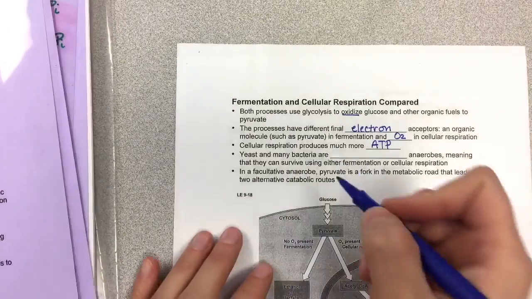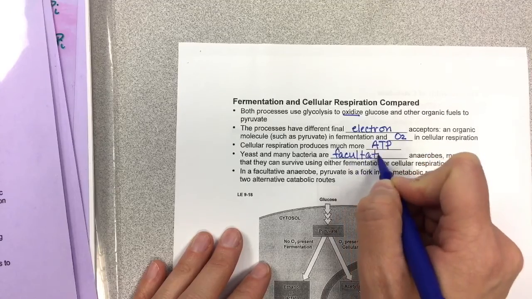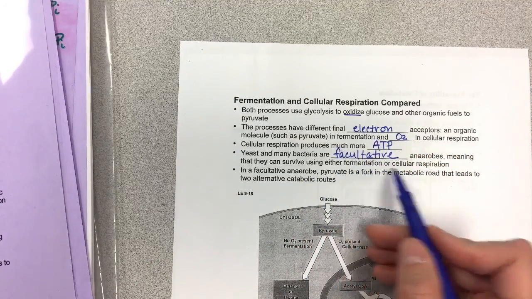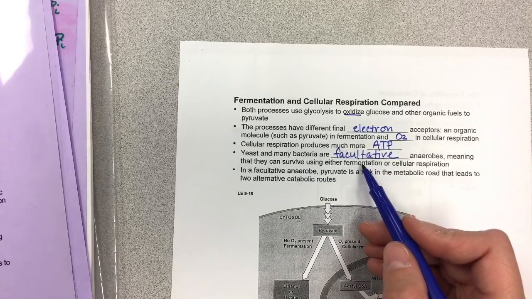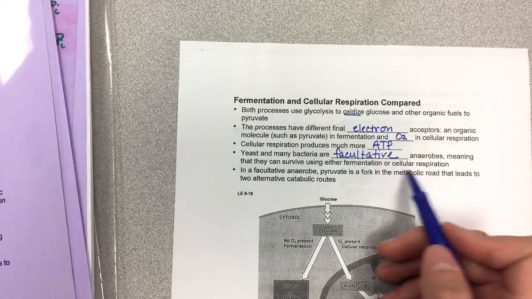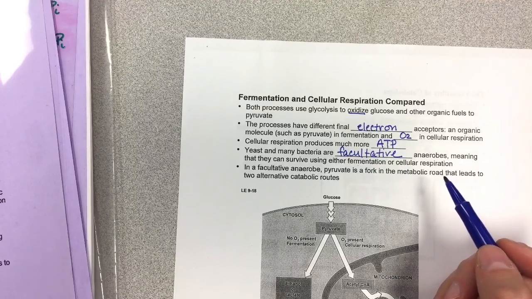So yeast and bacteria are what we call facultative anaerobes, meaning that they can survive using either fermentation or cellular respiration. So they can actually survive if there's no oxygen and survive off of just the 2 ATP from glycolysis and fermentation, or they can survive with oxygen where they can do cellular respiration. We can only survive in an aerobic condition.